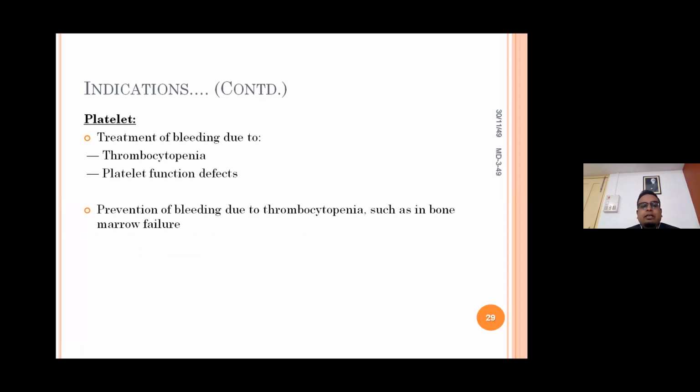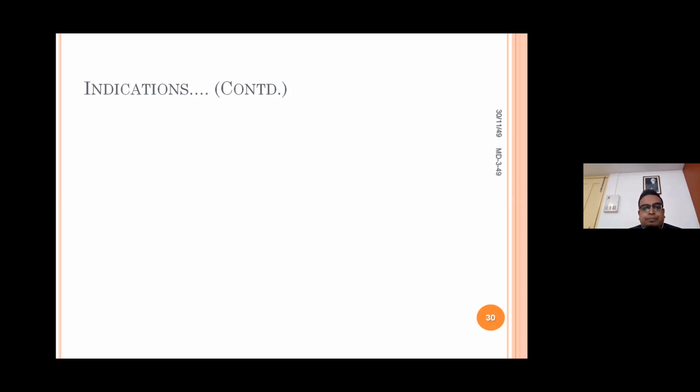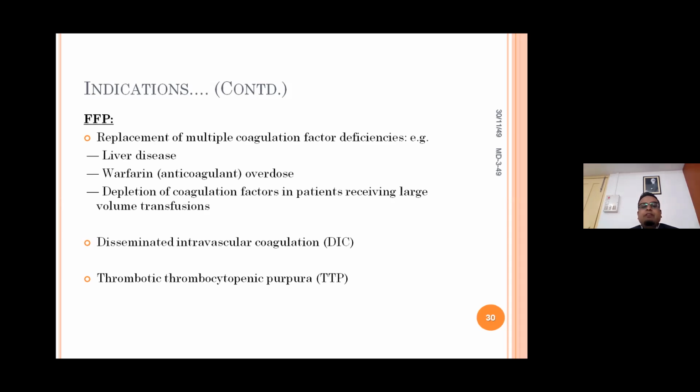Next, coming to platelets. Platelets first can be because of treatment of bleeding due to thrombocytopenia or platelet function defects, or prevention of bleeding due to thrombocytopenia, such as in bone marrow failure. So these are the indications of platelet transfusion. FFP is given in replacement of multiple coagulation factor deficiencies, for example, in liver disease, warfarin overdose, depletion of coagulation factors in large volume transfusions or massive transfusion, disseminated intravascular coagulation, and third is TTP or thrombotic thrombocytopenic purpura.